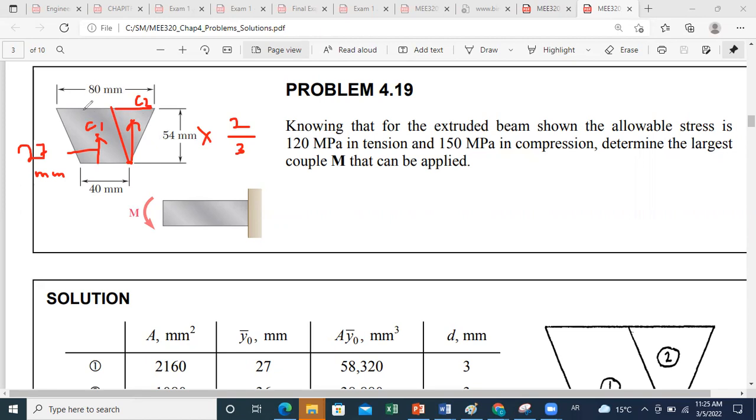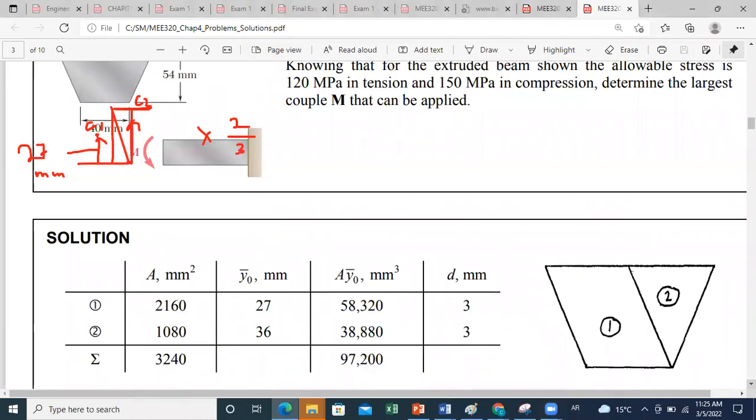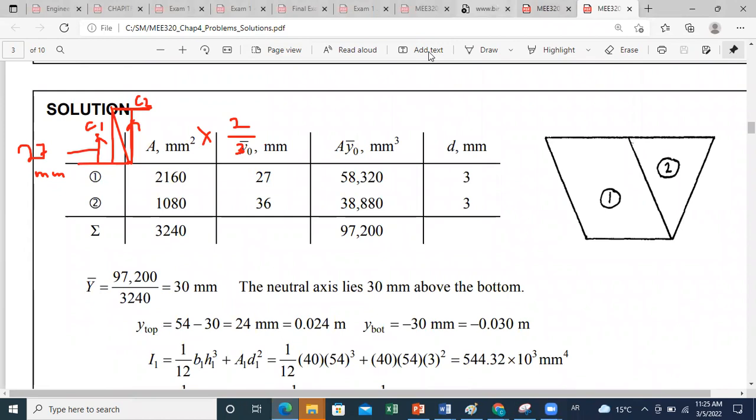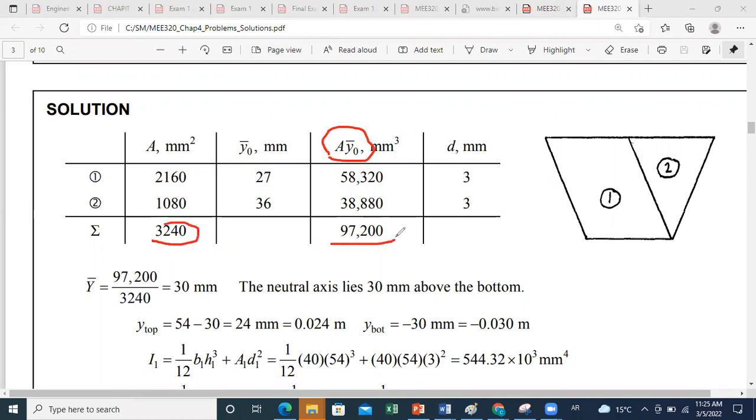Concerning the areas, they are very simple. For the parallelogram, it's the height, which is 54, times the base, which is 40. And for the triangle, it's the height, which is 54, times the base, which is 40, over 2. Okay, so now we have found for each surface the area and the position of the centroid. Then in a table, we can summarize the results and multiply for each area A by Y bar of its centroid. And then we compute the sum of A's and the sum of Ai Yi bar. And then we can find the centroid location for my section.